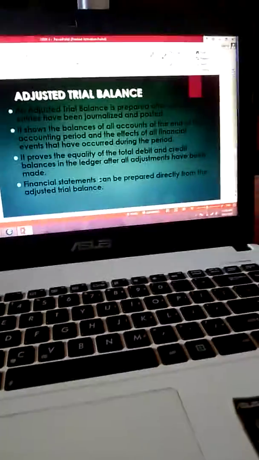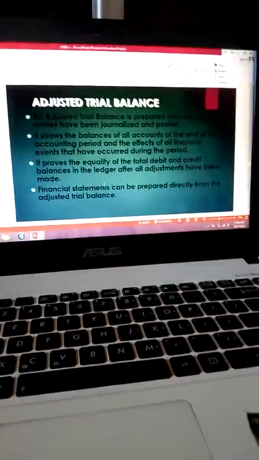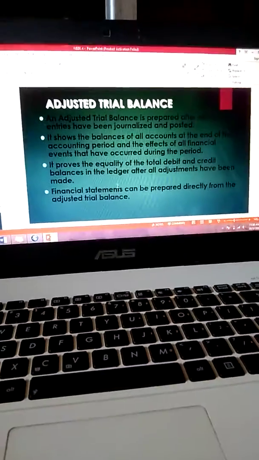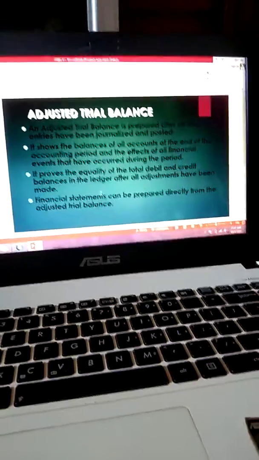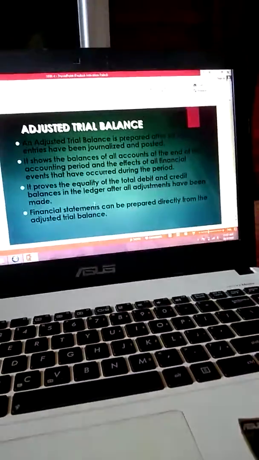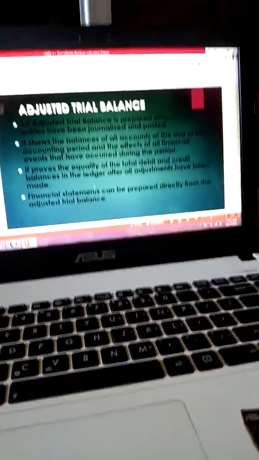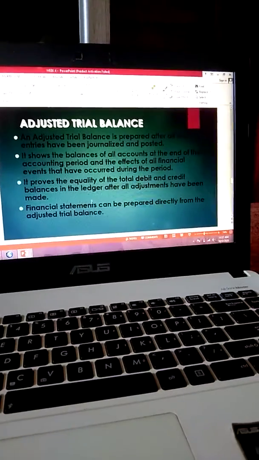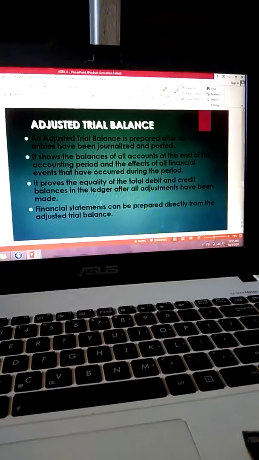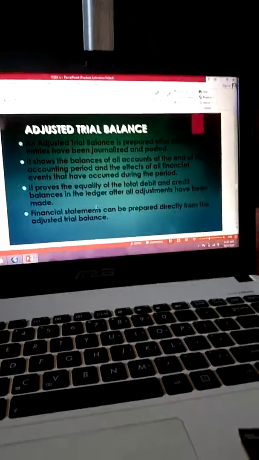The third point, it proves the equality of the total debit and credit balance. Means you record all of the adjusting entries that were incurred throughout the year because you want to see the balance for your trial balance later. When you prepare the trial balance, the debit side and the credit side are the same amount. You want to avoid any mistake, inaccurate amount, or some amount not recorded and things like that.